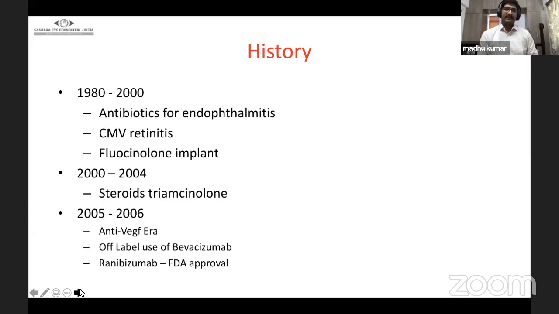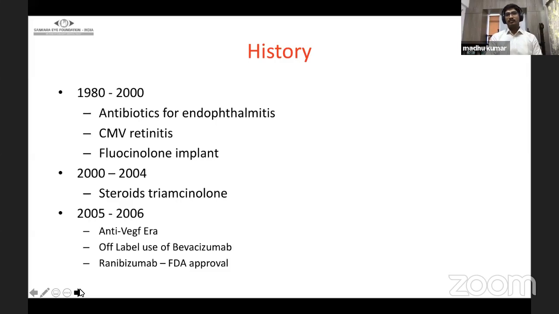So coming to the history part, from the 1940s itself, there have been anecdotal reports about intravitreal injections being given, though they were limited to few cases and animal experiment models. The actual intravitreal injection era started from 1980 to 2000, wherein intravitreal antibiotics were being given mainly for endophthalmitis and CMV retinitis. It was thought that intravitreal delivery was necessary because endophthalmitis was very difficult to manage by giving systemic medications. So during that period, the era of intravitreal injection started.